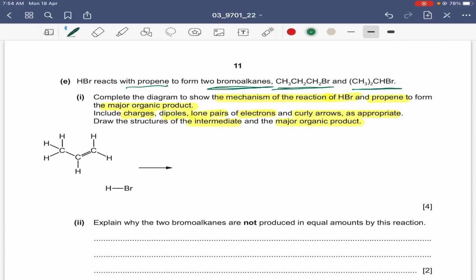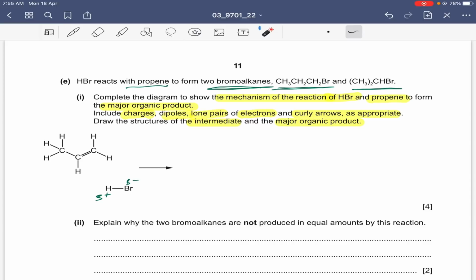Right, so this is an electrophilic addition reaction. First of all, let's draw the charges on HBr. It is a polar molecule, so Br would be partial negative and H would be partial positive, right? And the pi electron density would attack the hydrogen, due to which this bond will break heterolytically. Both the electrons would be taken by Br, right? And this H, as a positive charge, will be attached to either this carbon or this carbon.